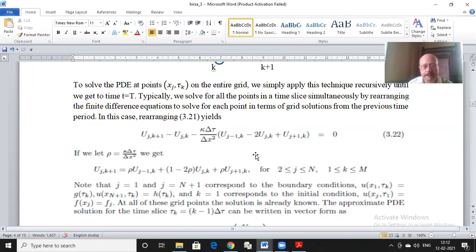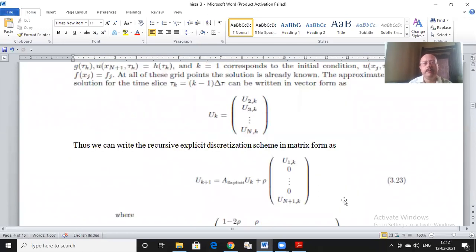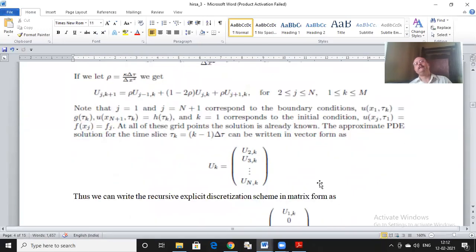So the approximate PDE, this 322 approximate PDE solution for this time slice can be written in vector form like this. So this is where our linear algebra comes in very handy, because now if you see this structure is very much amenable to vector matrix kind of notation. So this is our time slice. Tau k is k minus 1 delta tau. Uk is the vector of all the time k values which are inside the box. So for j from 2 to capital N, they are stacked here for a fixed time slice k. So a fixed vertical, a complete vertical is uk.